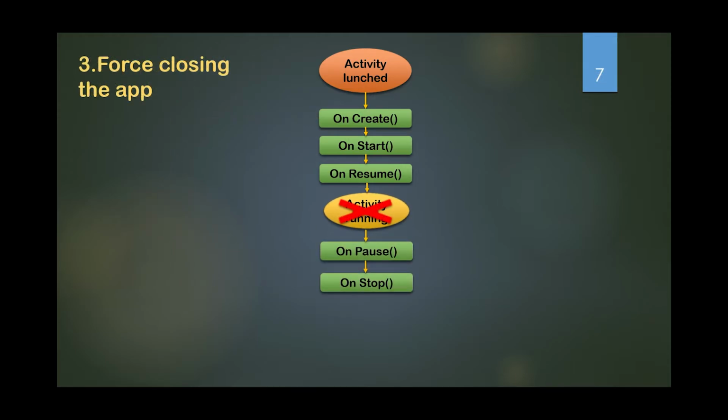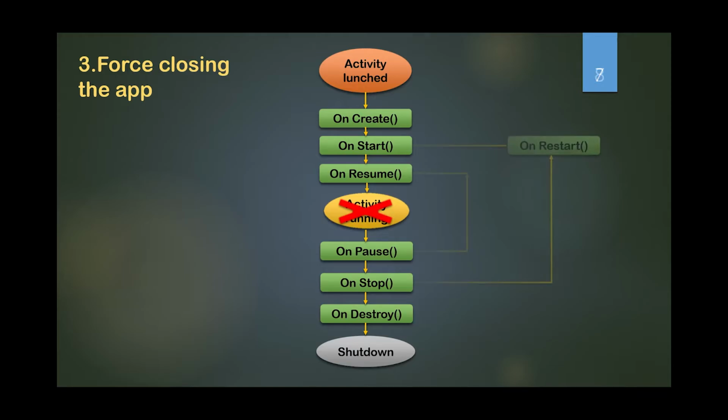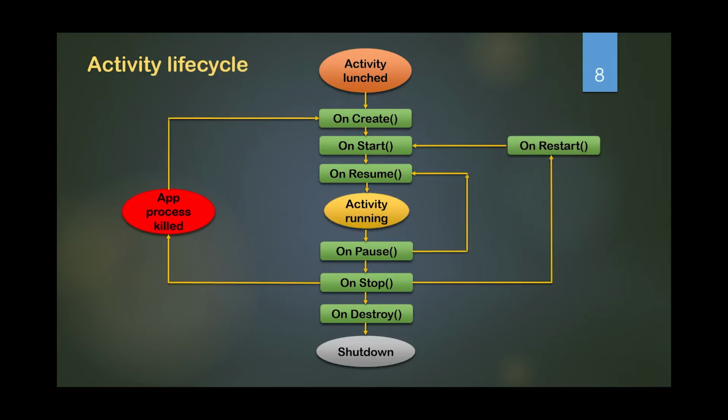And in the last scenario, when we force close the application, the onDestroy function will run and the app will shut down. This is the whole diagram of the life cycle of an activity. Now let's go together to Android Studio to see them practically.